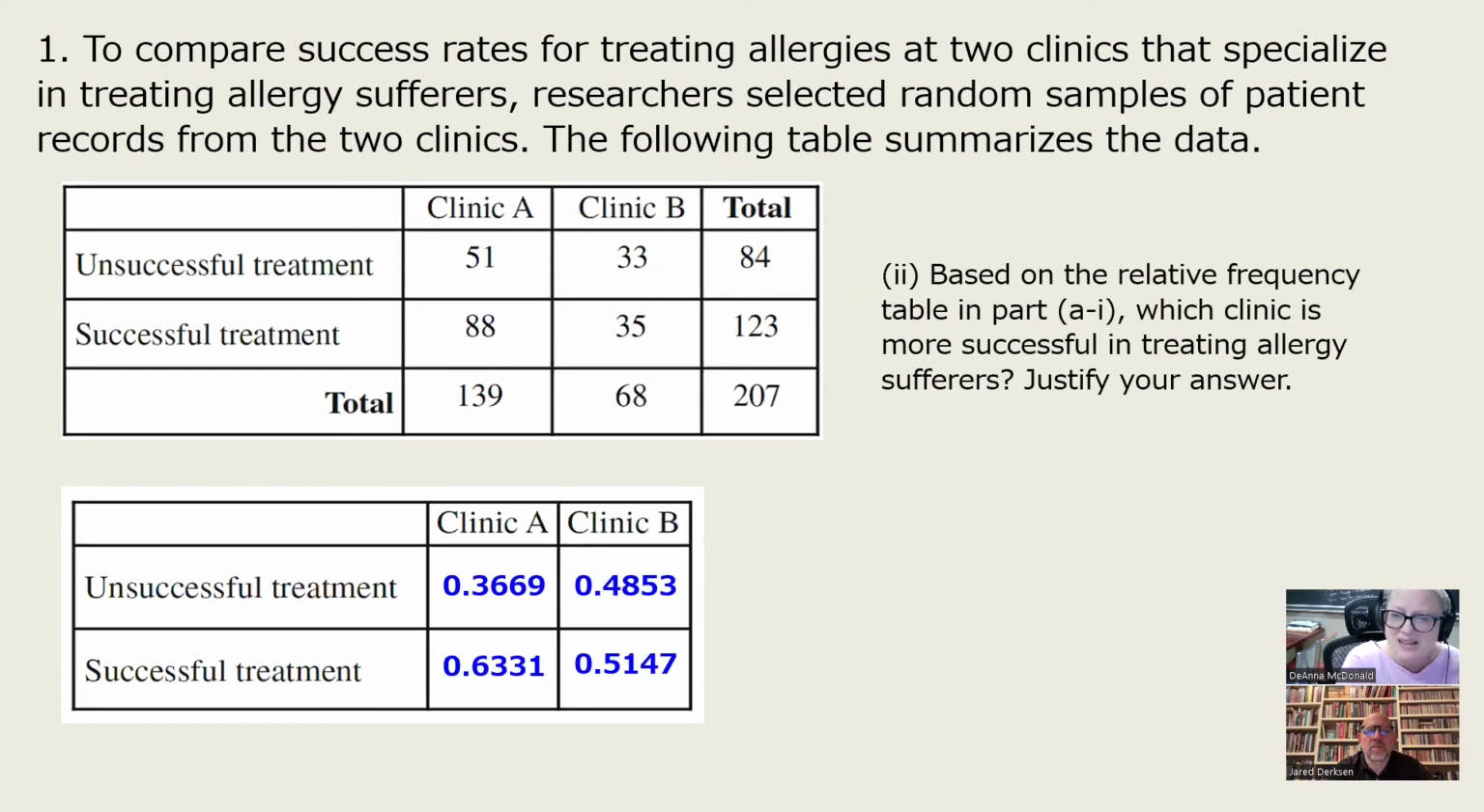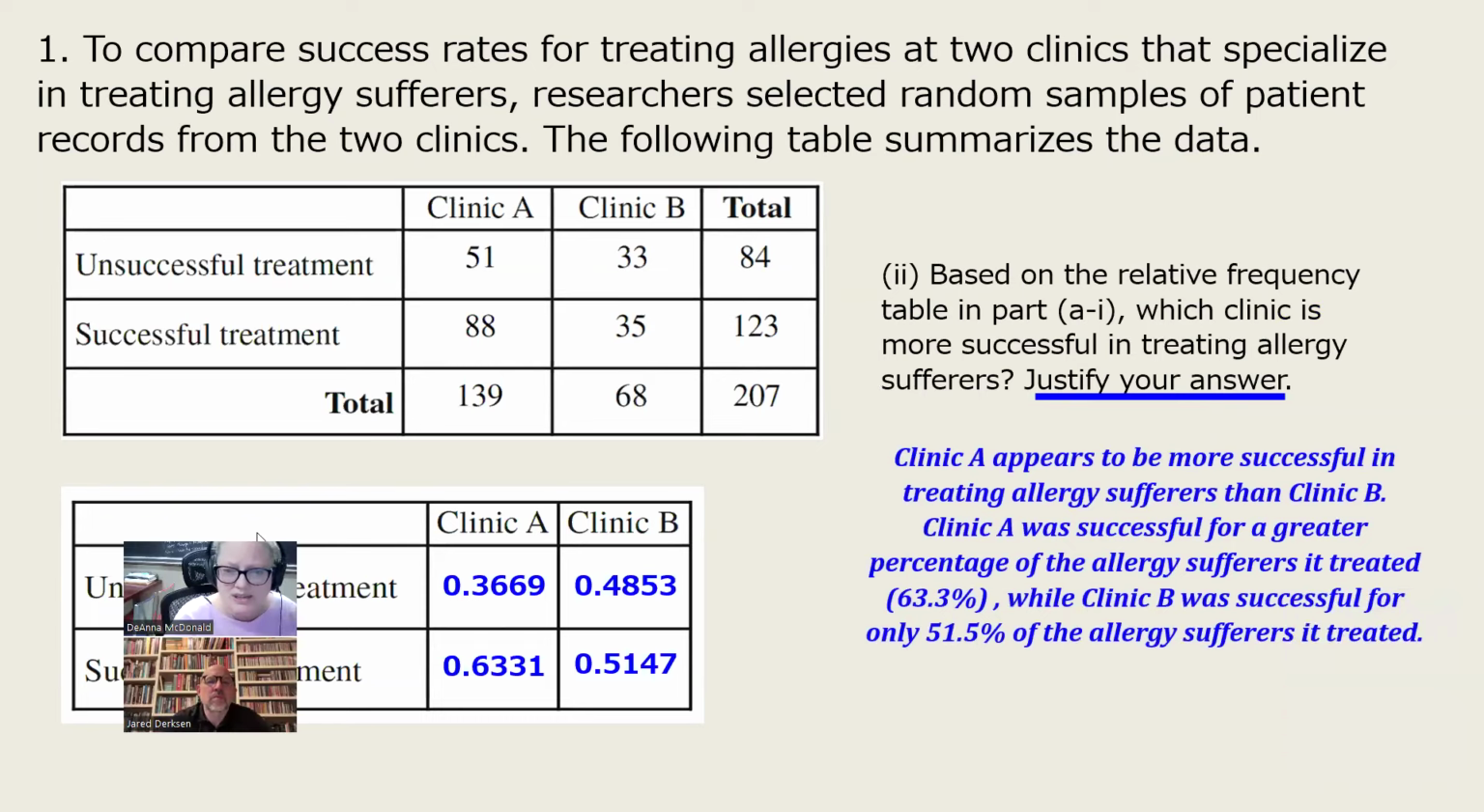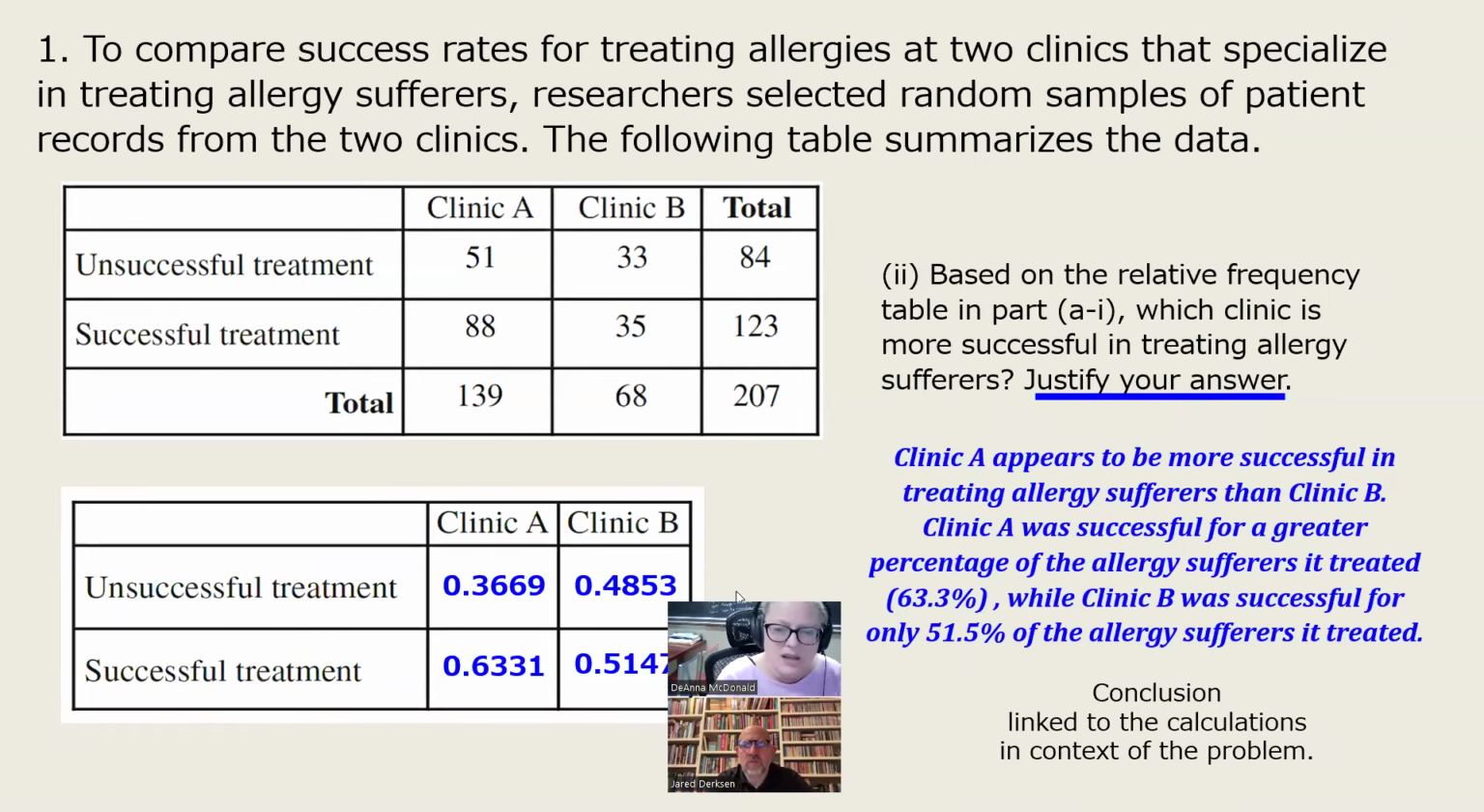So the next piece of it asks, based on the relative frequency, which clinic is more successful in treating allergy sufferers? Important part of the question, justify your answer. So you can't just pick one, you have to tell why. So we're saying here that clinic A is more successful in treating allergy sufferers than clinic B because they have a greater percentage of allergy sufferers treated successfully than clinic B has. And we're citing the values in our solution. Notice that what I did was I made a conclusion and I linked it to the calculations that are part of the problem. And that's an important piece to keep in mind: when you have values, you want to link them to those values in the context of the problem.